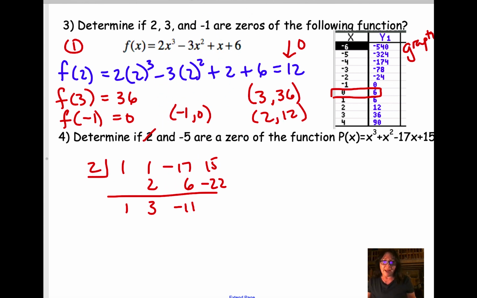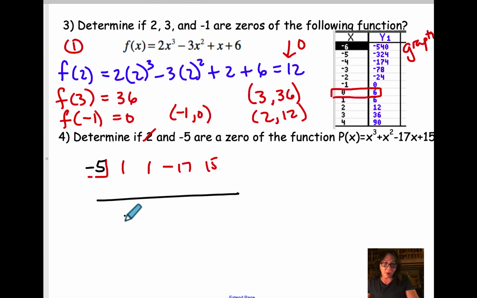And then if I were to plug in -5, I would do that again. I would do exactly the same thing, take all of this here, and then just say plug in -5. And so I add down 1, multiply across, I get negative 5, so that's negative 4, which is 20. Negative 17 plus 20 is 3. 3 times negative 5 is negative 15. Add down, I get 0.